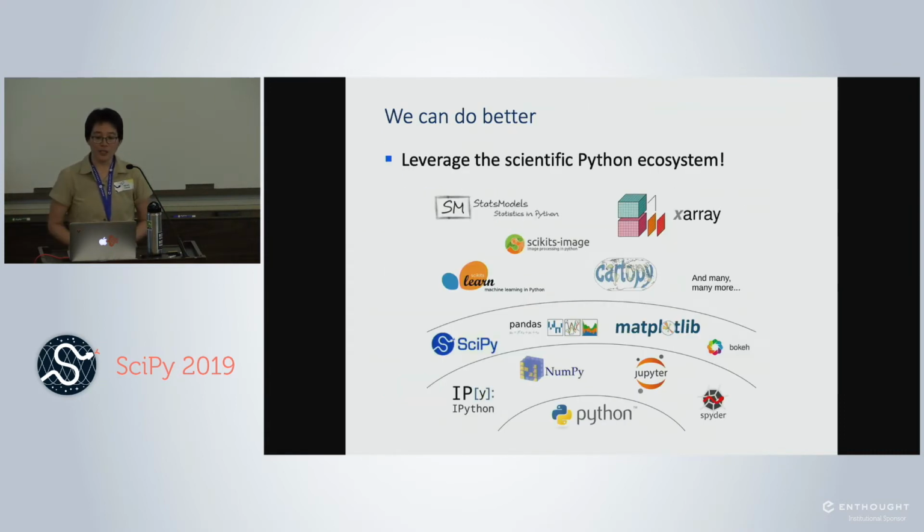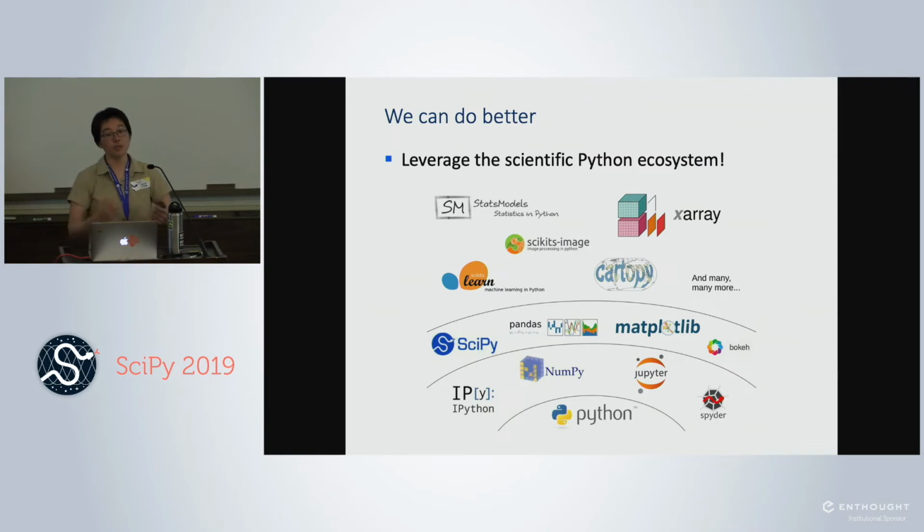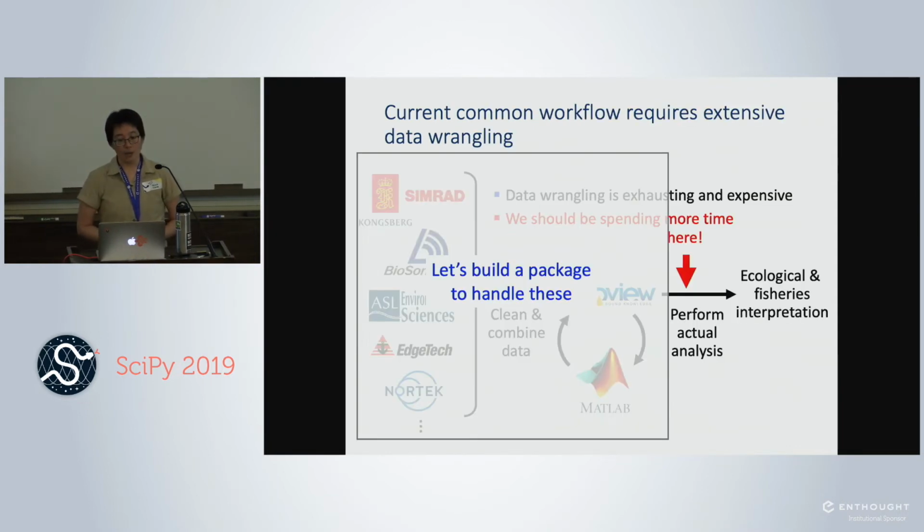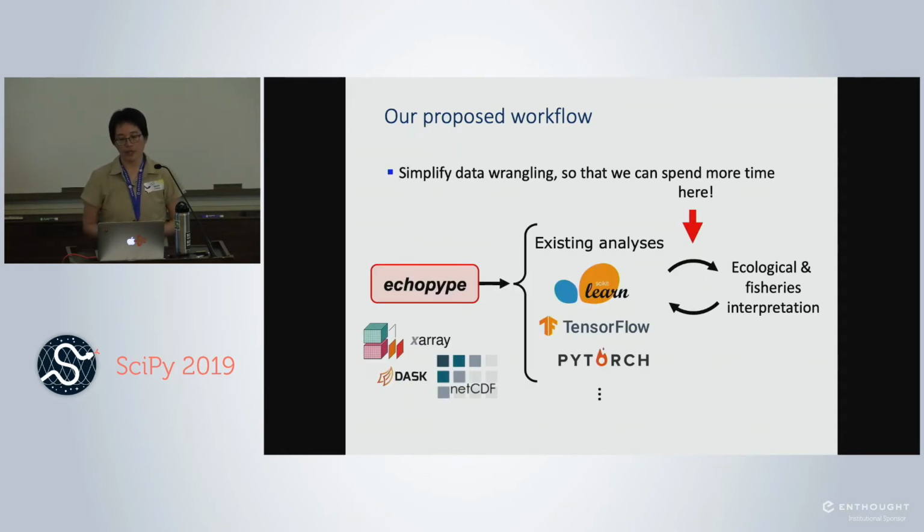And we believe we can do better by leveraging the scientific Python ecosystem, because the wider geoscience community has already created a lot of tools to solve similar problems. So we decided, let's just build a package to handle the left-hand side of the figure. And this is where Echopype comes from, right? So what we wanted to do is to simplify the data wrangling side of things so that we can actually spend more time on the right-hand side.